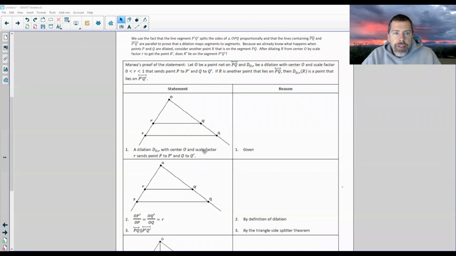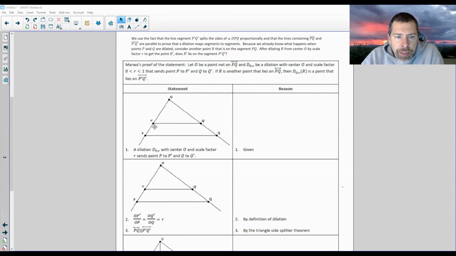Okay, so here's the proof of this. I just brought it all in and I will just talk about it. If you need to copy this, then pause the video and do so, but I'm just going to zip through it and read it. It says, does R prime lie on the segment P prime Q prime if we drew a ray from O through P prime, Q prime, and PQ where R is on PQ? Would R prime end up on P prime Q prime? Marlowe's proof of the statement says, let O be a point not on PQ, so there's O up there, and let there be a dilation with center O and a scale factor between 0 and 1.